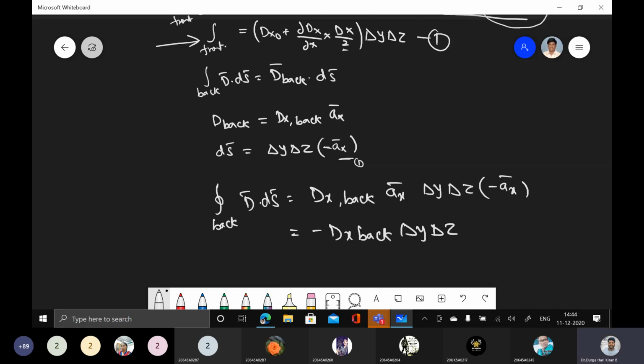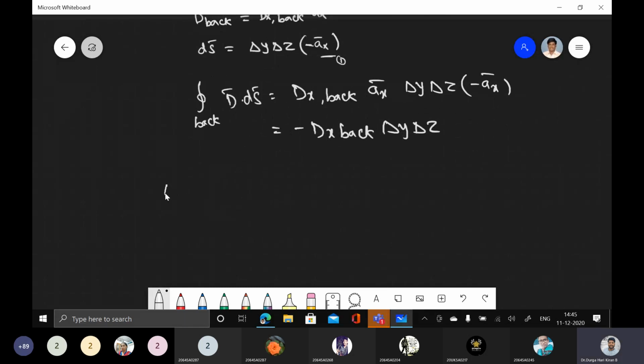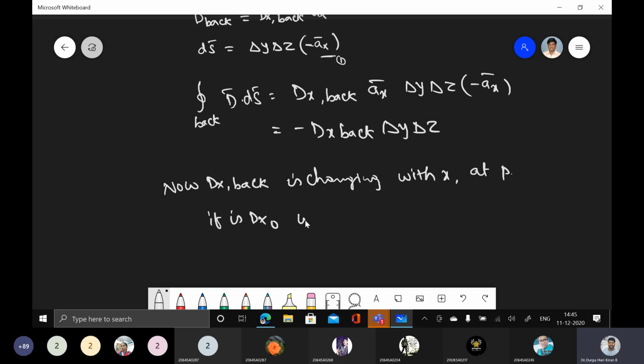So what do we write here? Now Dx comma back is changing with respect to x at P. It is Dx naught, while on the back side it will be different.